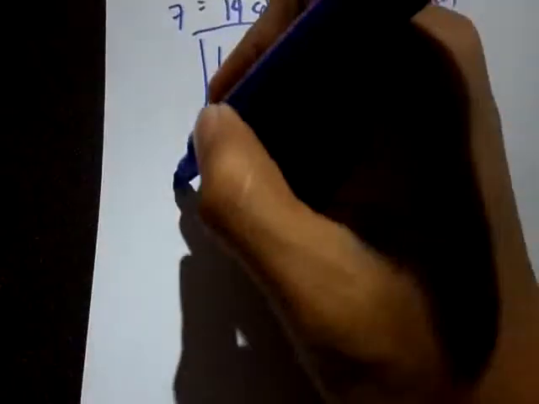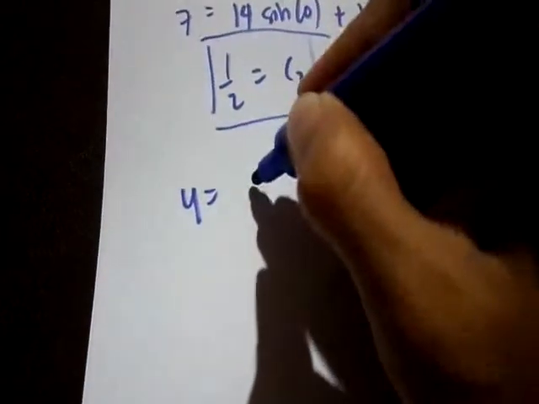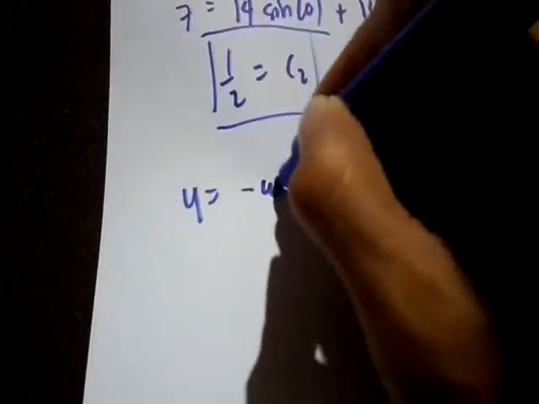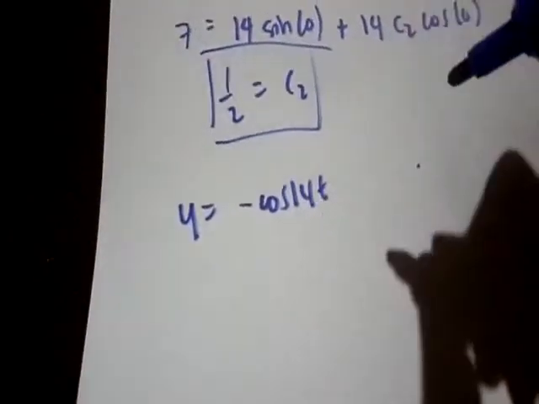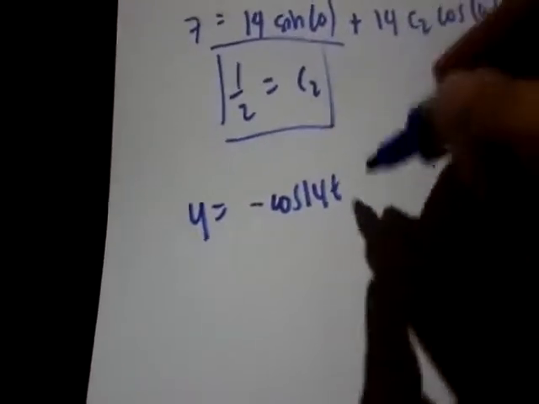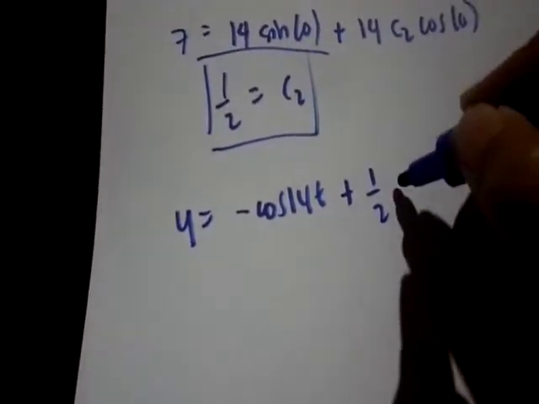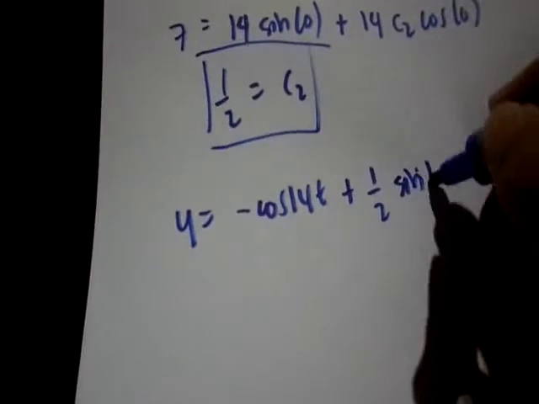So our y will be equal to negative cosine 14t plus 1/2 sine 14t.